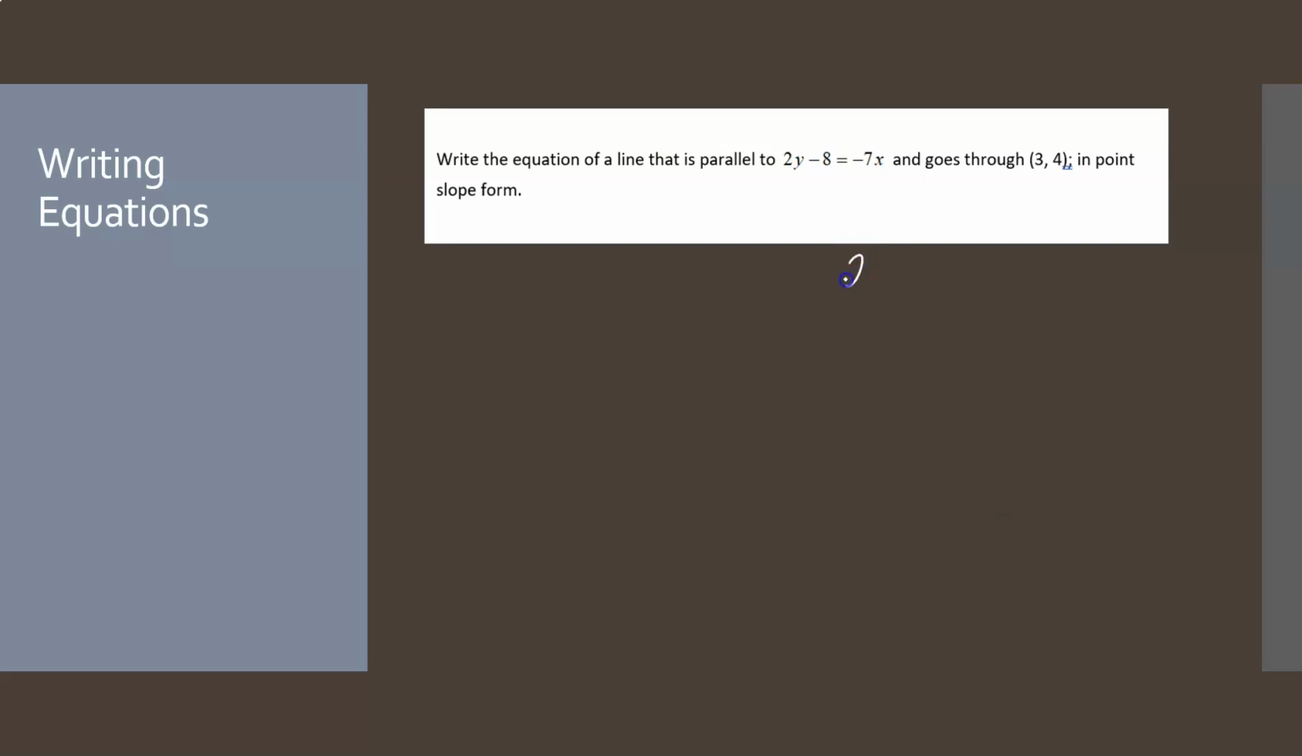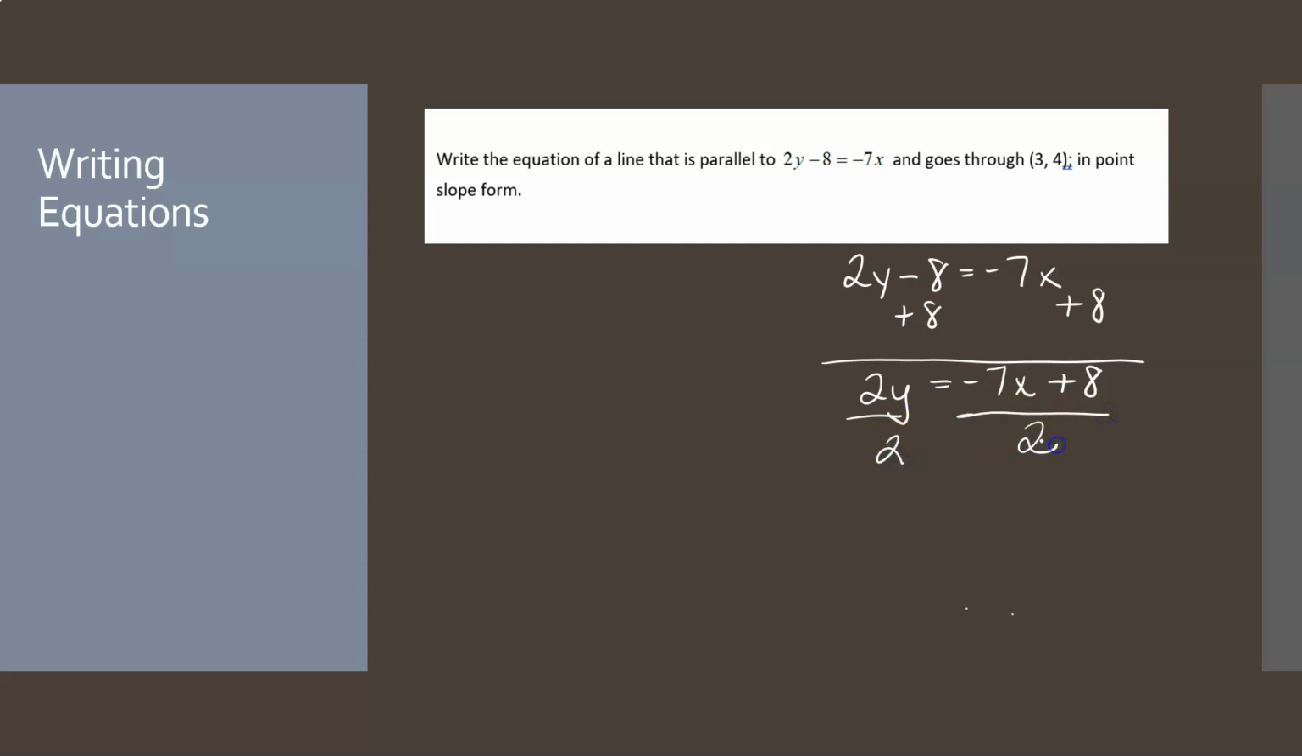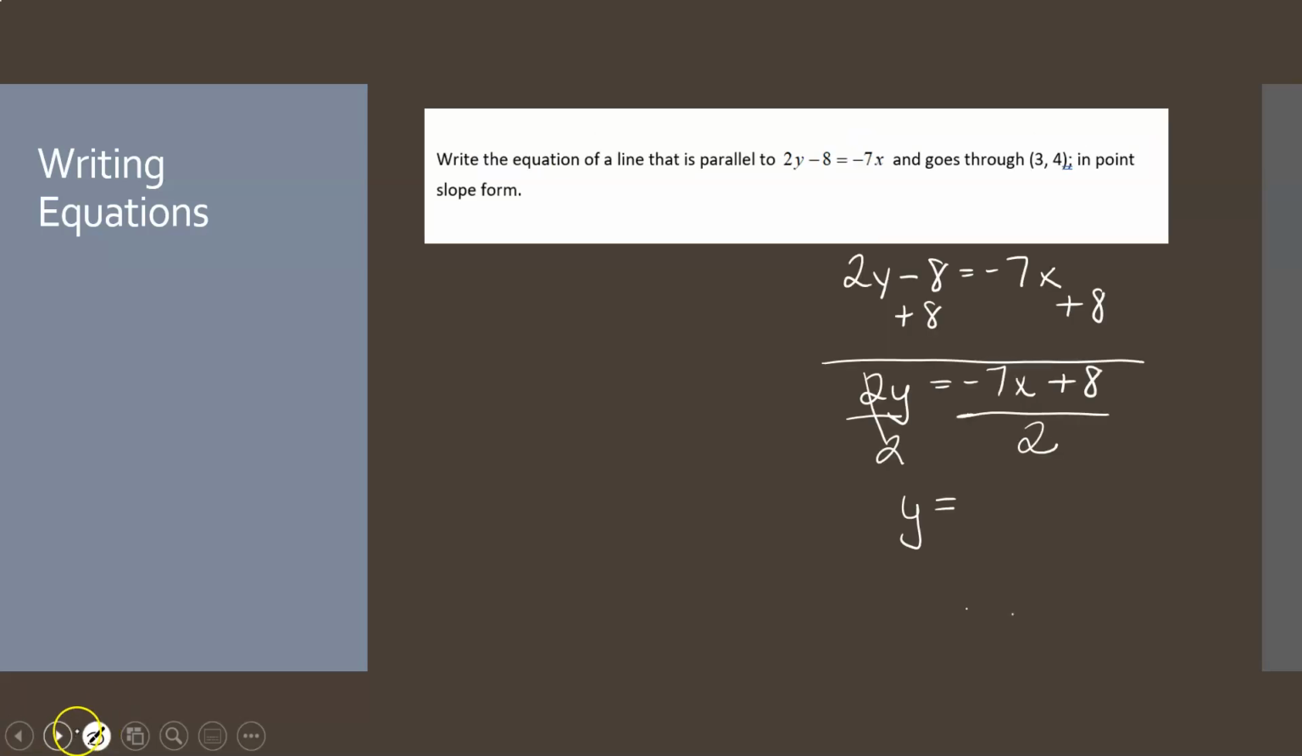So I'm going to rearrange it. I'm going to add 8 to each side. So I have 2y equals -7x plus 8. Okay, so now we got to get y by itself. So I'm going to divide everything by 2. So I have y equals -7/2 x plus 4. Okay, so now we know our slope is -7/2.